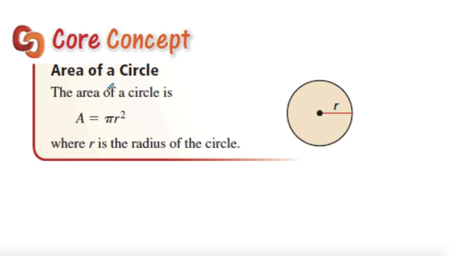Hello everyone. Today we'll be going into section 2 of chapter 11, which is going to be over area of circles and sectors. So first, when we're finding the area of a circle, which you probably remember, that's just going to be pi r squared, where r is the radius of the circle.